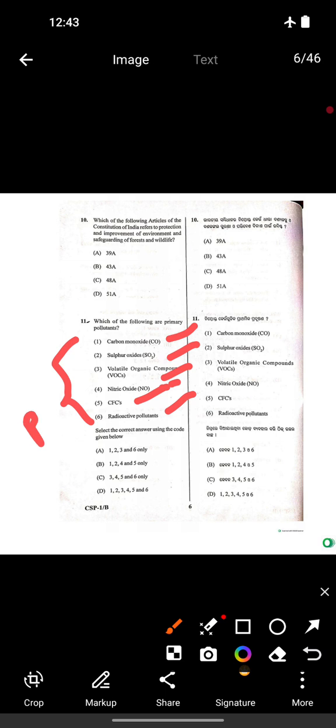Particulate matter PM is also a primary pollutant. So all options are correct. Option D is the right answer here. Mainly there are two types of pollutants. One is your primary pollutant, the second one is your secondary pollutant. And secondary pollutants are formed in the atmosphere when primary pollutants react with each other or other substances, like your smog. Smog is a combination of smoke and fog. Ozone is basically formed from the nitrogen oxides when they react with volatile organic compounds. Ozone is formed. So here option D is the right answer.